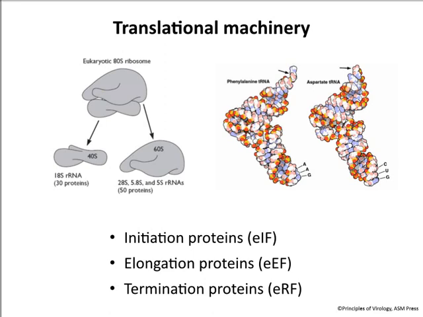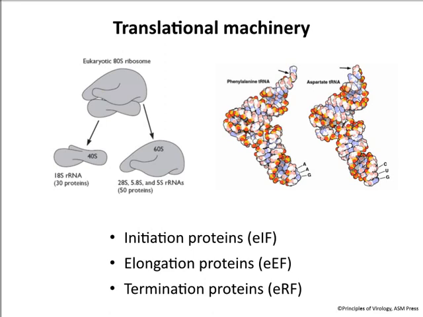They're called initiation proteins. In eukaryotes, they're called EIFs, eukaryotic initiation factors, elongation proteins, and termination proteins. And they were called factors at one time because we didn't know what they were. We know now they're proteins, but people can't change their ways. When they name something, they're stuck.